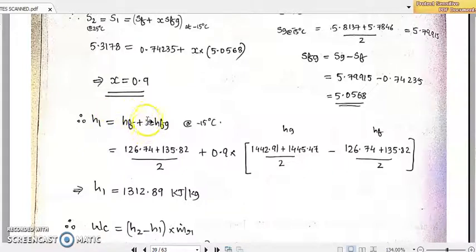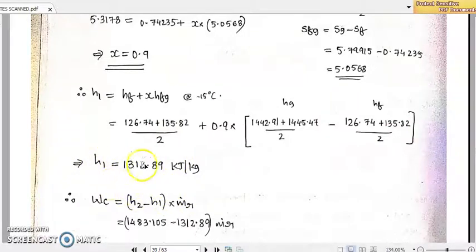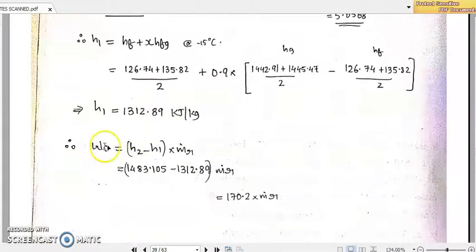So again we are substituting this value of X, the dryness fraction, to find out the value of H1. It will be HF plus X, which is 0.9 times HFG. What is the temperature at point 1? It will be minus 15 degrees Celsius. So substituting all these values and solving the relation, we can find H1 as 1312.89 kilojoules per kilogram.